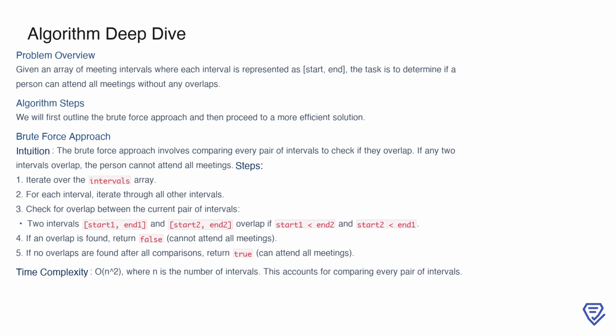The intuition behind this is straightforward: we compare every pair of intervals to check if they overlap. If any overlap is found, we return false, otherwise, we return true. Specifically, for two intervals, they overlap if the start of one interval is less than the end of the other, and vice versa. This approach involves iterating through the intervals array twice, resulting in a time complexity of O(n squared), where n is the number of intervals. While simple, this method is computationally expensive for large inputs, prompting us to explore more efficient solutions next.